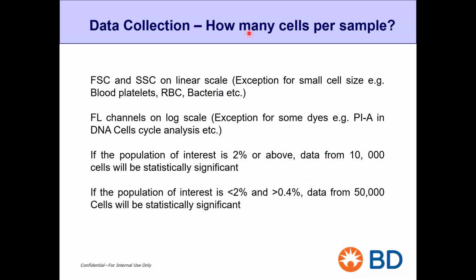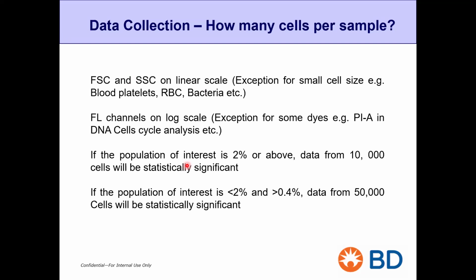Now let's come to the question, how many cells per sample we have to acquire, and what is the criteria? Let's say someone is asking you to record 10,000 cells or acquire 10,000 cells. What does this mean? Where does this 10,000 come from? Why can't we do 50,000, or why can't we do 1 lakh? What does it depend on? It depends on what your population of interest is, and how much of that population of interest you have in that particular area.